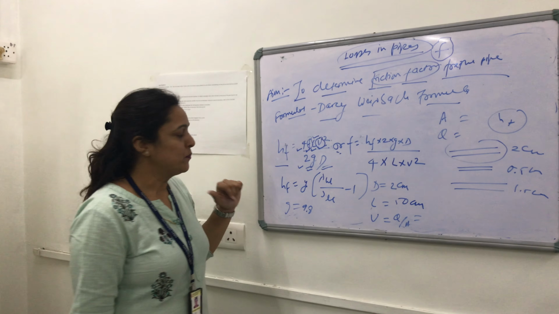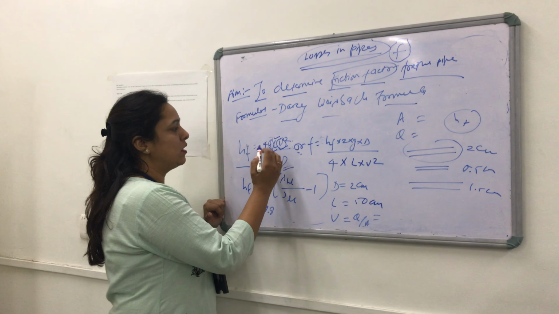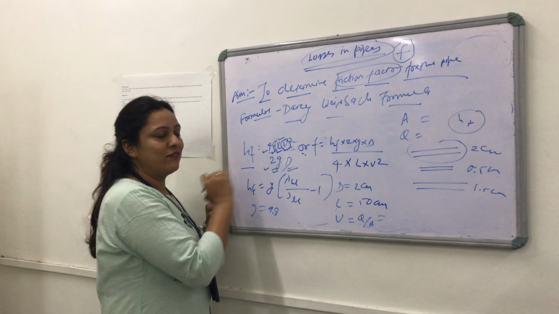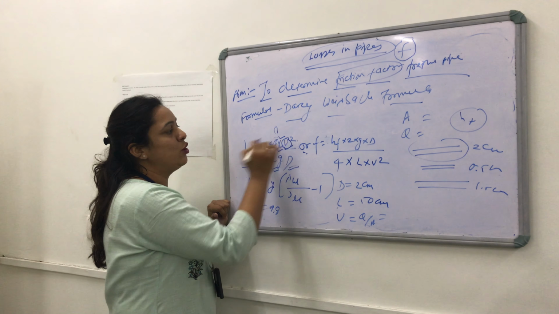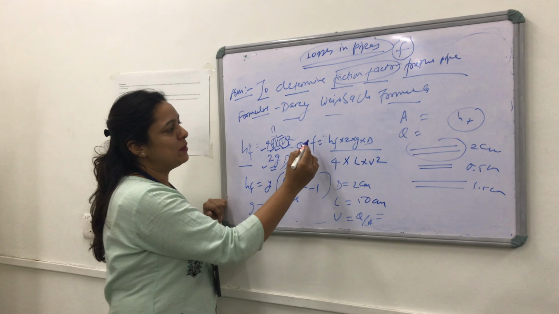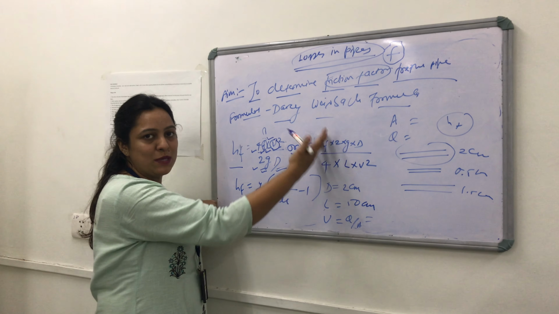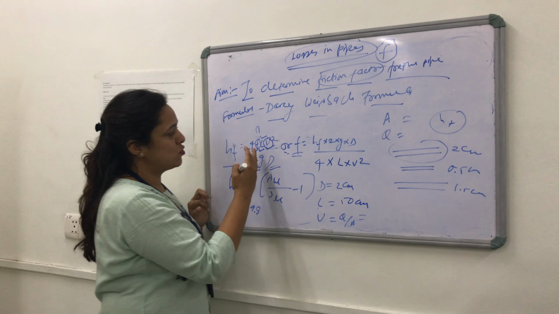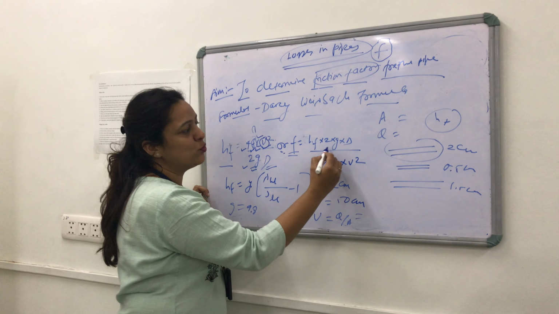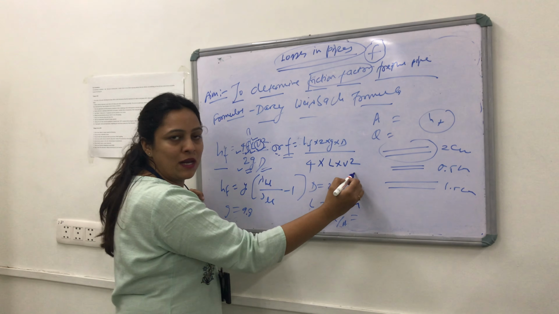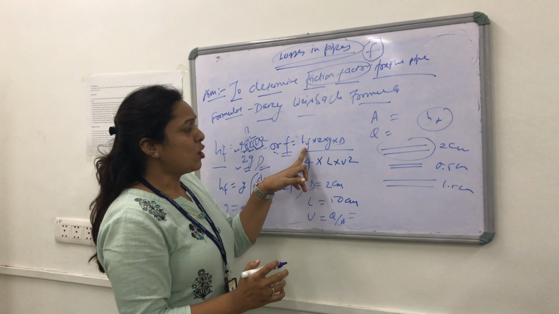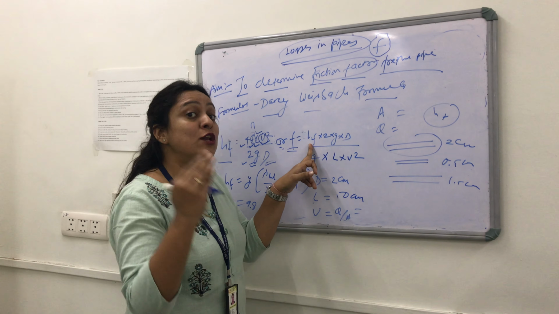So let us just start. As I told you, we need to find the value of f, right? So this is unknown, this is the question mark. So we will be keeping this f on the left hand side, and on the right hand side we will be keeping all these values. So now f would be given by hf into 2gD upon 4 into L into V². So what is this hf? hf is the head losses, right?